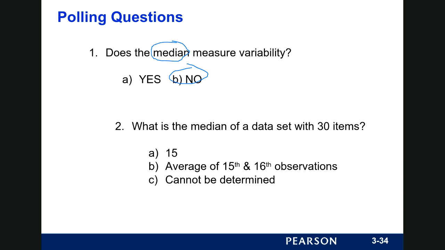Okay, you can see here that most of you got the answer correct. So yes, the answer choice is B, or number 2. It's the average of the 15th and 16th observations. So it's not that you don't need the observations themselves to come up with the answer. So it can't be number 3, right? Cannot be determined. You can.